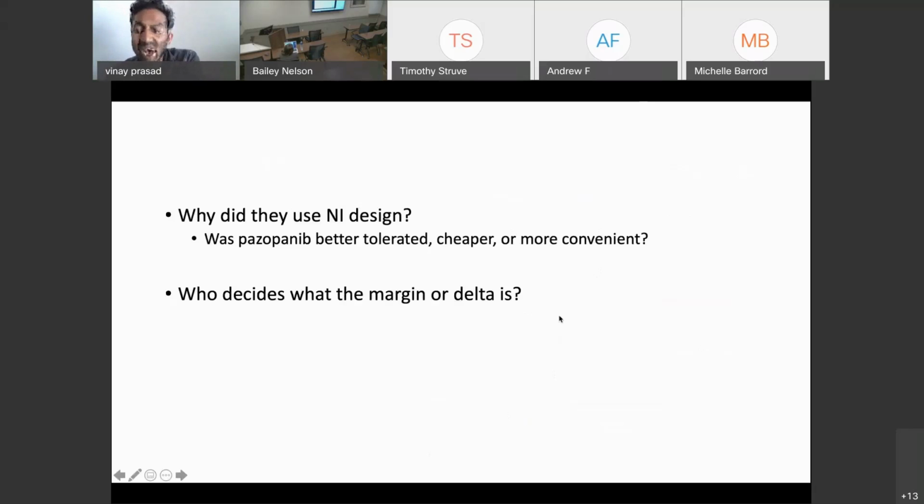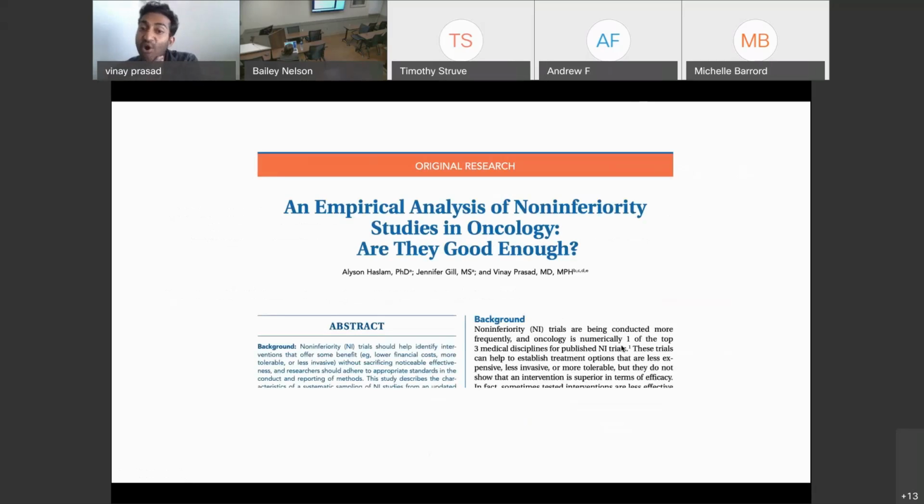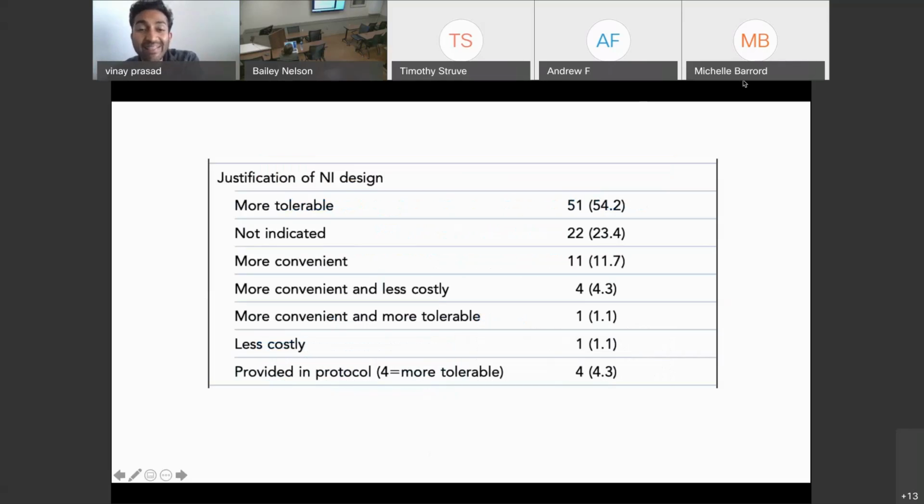Who decides that? So we actually did a study, an empirical analysis of all the non-inferiority trials in oncology. I think this includes radiation trials too, and asked, cheekily, are they good enough? We find that as a general rule, most are not. There are different reasons given for why they're using the NI design. The most common reason is that they claim to be more tolerable: our drug is more tolerable. It's more convenient. Many people don't even tell you why. A quarter of people don't indicate why they're using the NI design. 11% say more convenient or less costly, but cost is almost never the reason. No surprise, it's oncology. Everything's going to cost more.